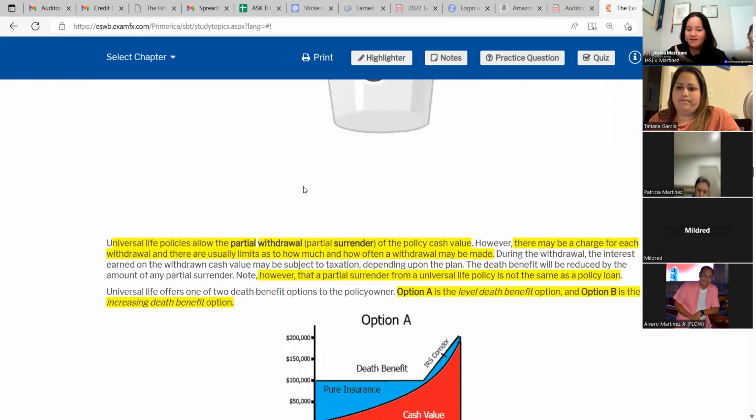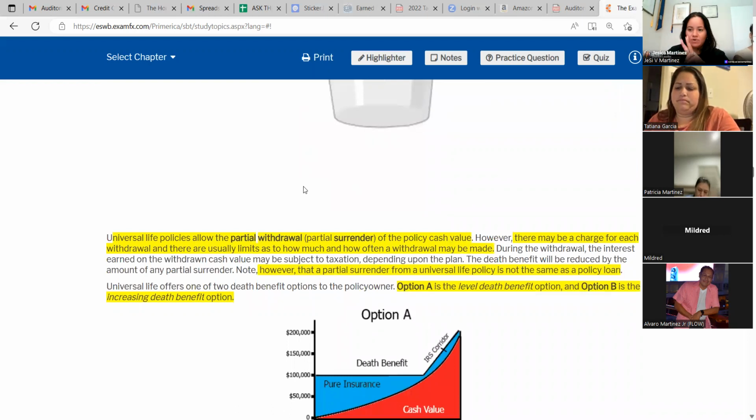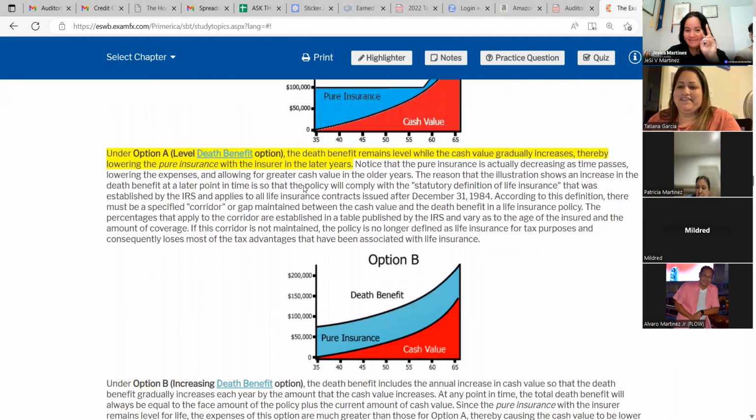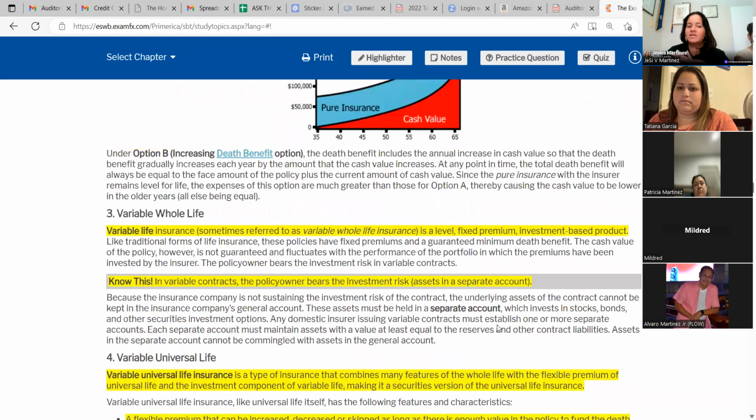Option A is your level death benefit or corridor. I think that's something like that. And option B is the increase in death benefit. Option A is more affordable. Option B has more fees and things like that you're going to see in the older years coming out of your cash value. Now the variable life gets deposited into two separate accounts. You have your insurance account and you have your cash value account. And then there are no guarantees, so you have the risk of losing that investment.